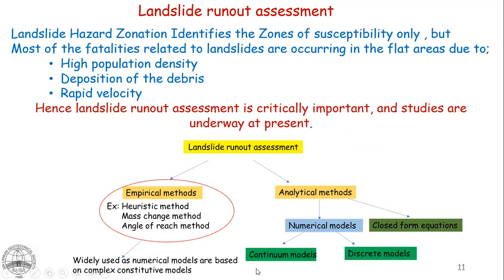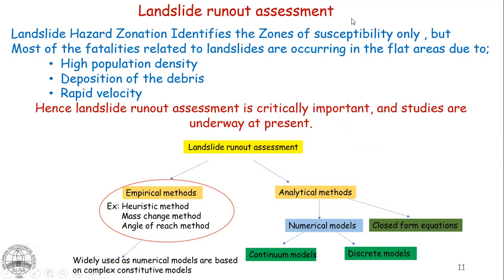Then coming to the very important landslide runout assessment, the initial hazard zonation project predicted the area of initiation. And as I showed in the previous slides, the debris were flowing through lesser slopes, slopes of lesser gradient, and even coming to flatter land. Therefore, it is very important to identify the runout areas.